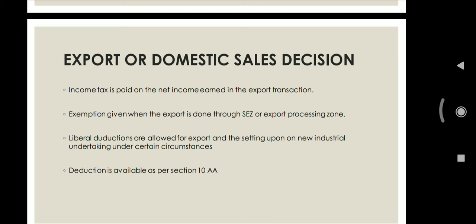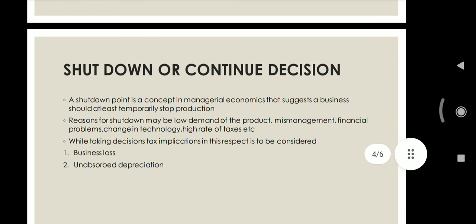Okay. Then, the shutdown or continue decision. A shutdown point is a concept in managerial economics that suggests a business should at least temporarily stop production. There are various reasons: it may be low demand for the product, mismanagement, financial problems, changing technology, high rate of taxes, etc. While taking decisions, the tax implications in this respect are to be considered.